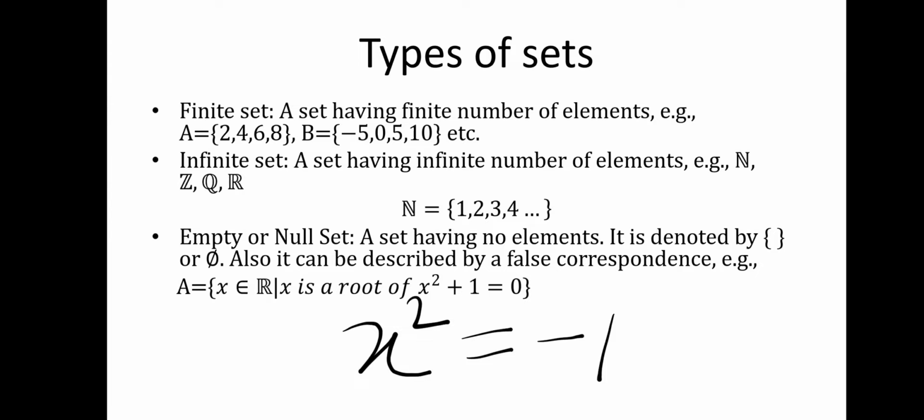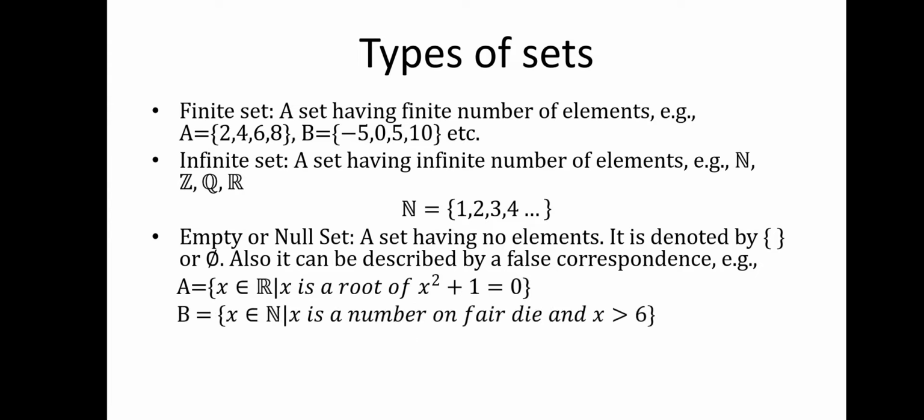Fine. Then again, if I take B is equal to x belongs to N, x is a number on a fair die, and x is greater than 6. A fair die has 6 surfaces and 6 numbers: 1, 2, 3, 4, 5, 6, and I am looking for a number on a fair die which is greater than 6. Again, that is impossible. We don't have a number greater than 6. So this is also an example of a null set. You can define a null set in several ways by putting a condition which is invalid.